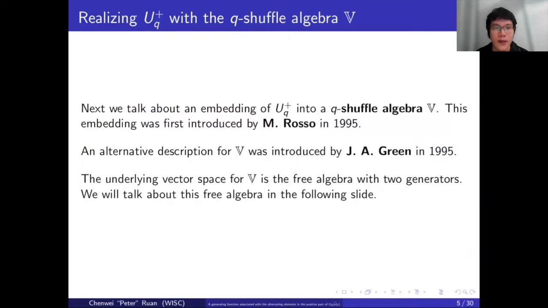Okay, so next we are going to talk about the embedding of Uq+ into a q-shuffle algebra, which was first introduced by Rosso in 1995. I'd also like to mention that there's an alternative description for this V introduced by Green, also in 1995. Basically, the underlying vector space for V is just the free algebra with two generators. We'll talk about this free algebra in the following slide.